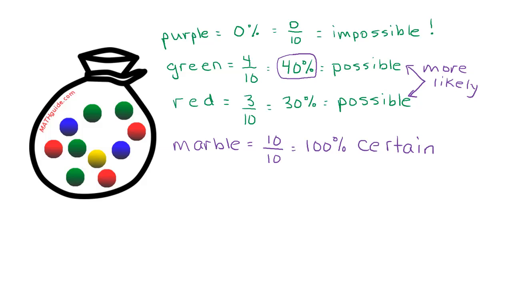So when you're talking about probability, you're talking about possible, impossible, certain, more likely, less likely. You'll have all those words that you can go put into your journal.